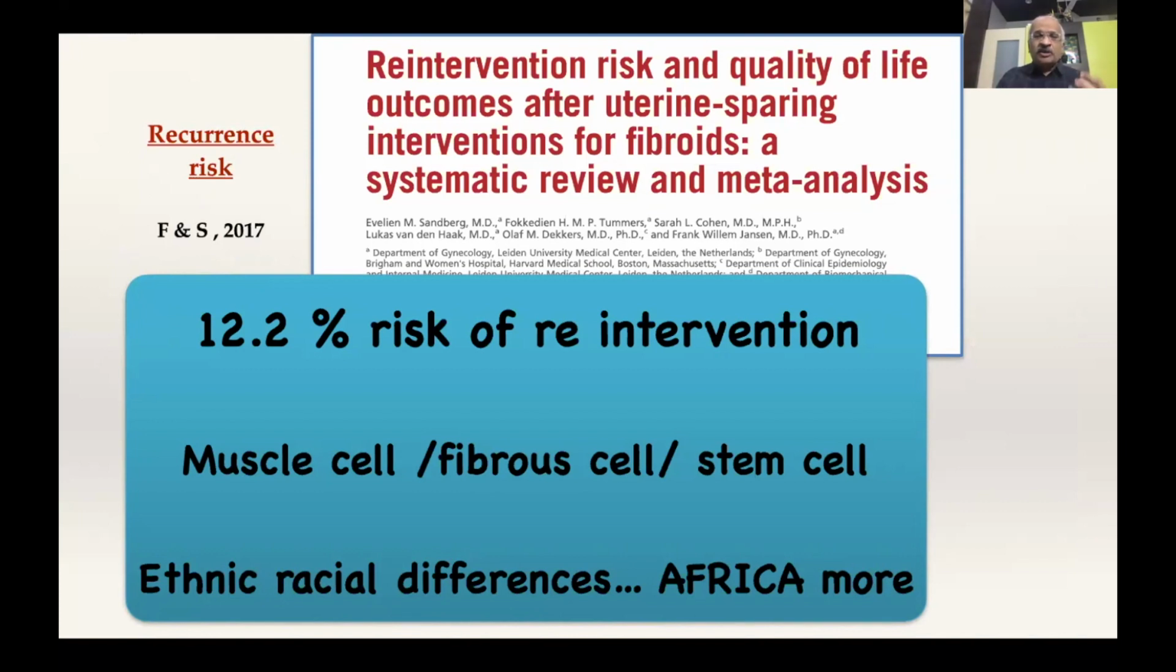So a fibroid is made up of muscle cell, fibrous cell, and stem cell. And sadly, our pathologists are not giving us this particular information. So the fibroid which is rich in stem cell will definitely have a chance of recurrence. This woman will have a chance of recurrence. Well, that with muscle and fibrous cell will not. But at present, we know that it is more of a racial thing. And the African race is definitely having more stem cells probably, and their recurrence rate is much, much higher.